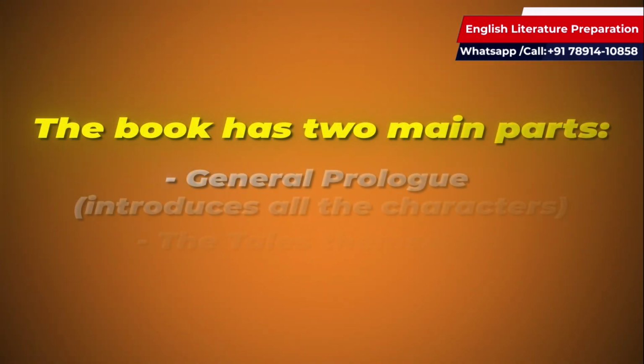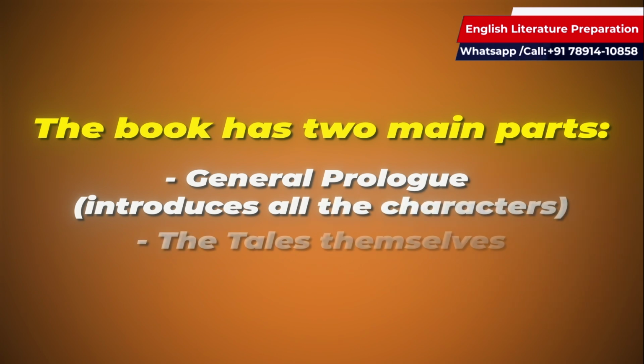The book has 2 main parts. The General Prologue introduces all the characters, and the second one is the tales themselves. The original plan was to write 120 tales, but Chaucer was never able to finish this. He was only able to finish 24 tales out of 120 tales. But all these tales are important.